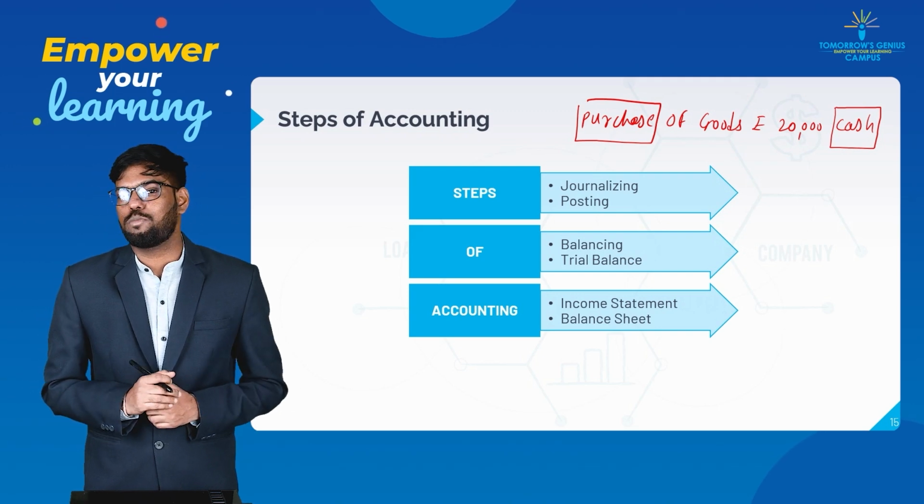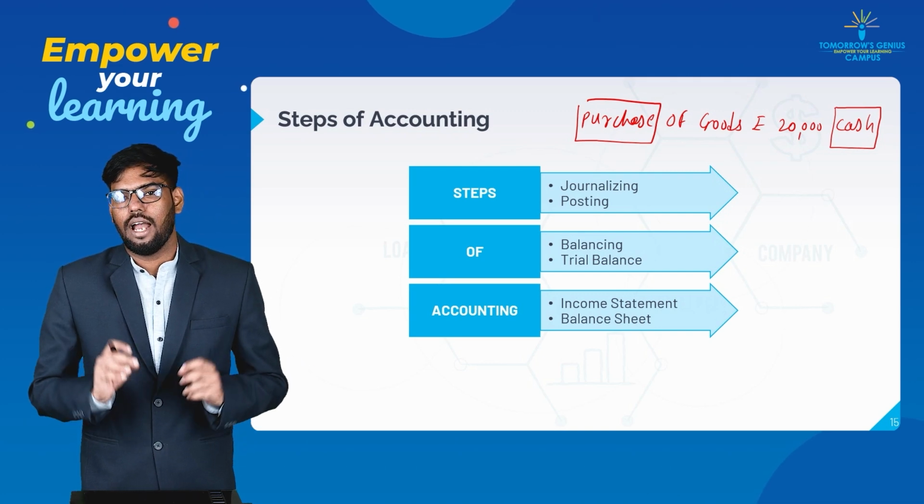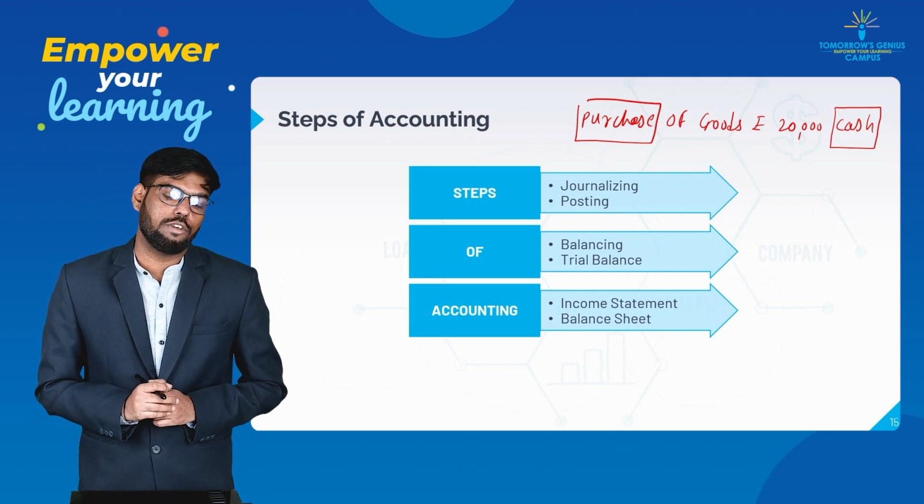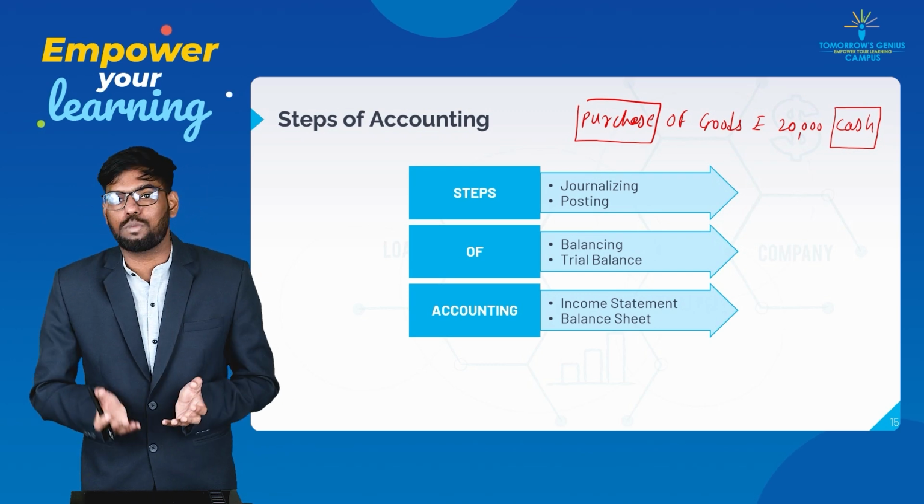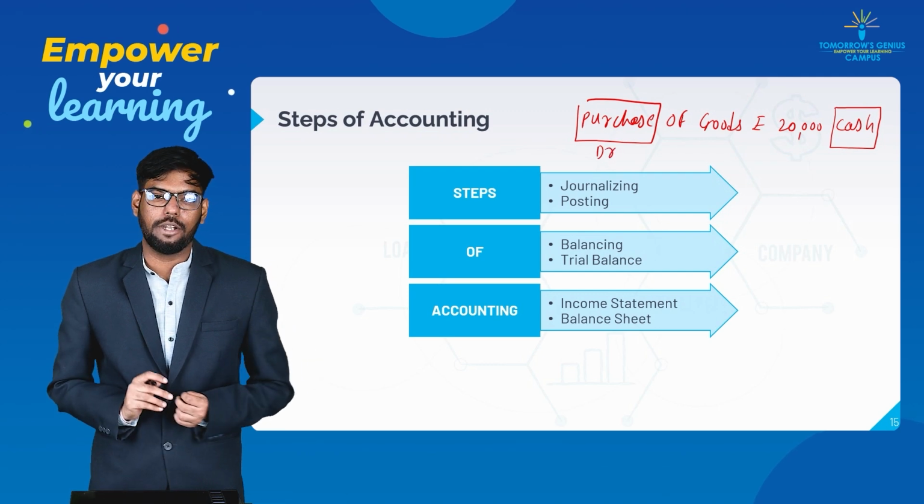Purchase is my expense, obviously. For expenses, do we debit or credit? Whenever expenses increase, we have to debit. So this purchase we have to debit. Simple.